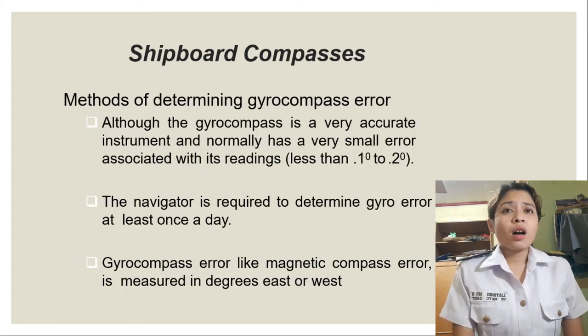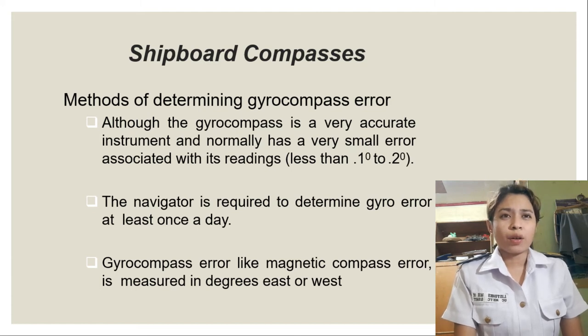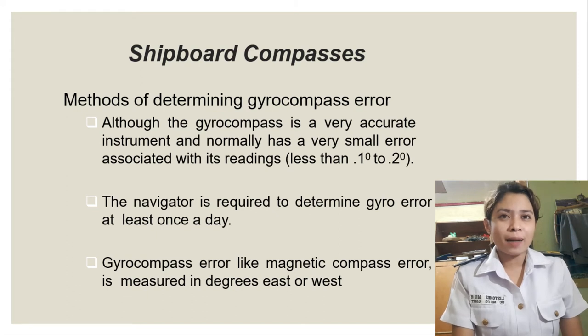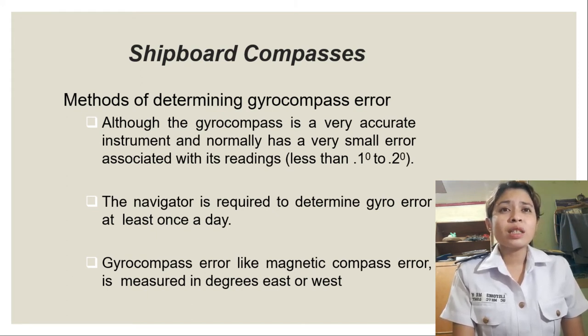For the methods of determining gyro compass error, although the gyro compass is a very accurate instrument and normally has a very small error associated with its reading, less than 0.1 to 0.2 degrees, the navigator is required to determine the gyro error at least once a day. Gyro compass error, like magnetic error, is measured in degrees east or west.